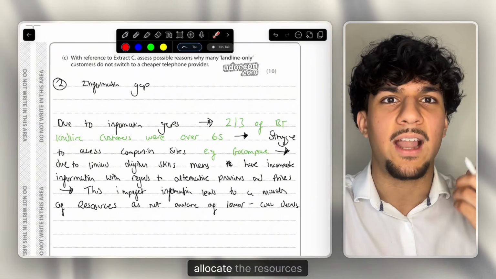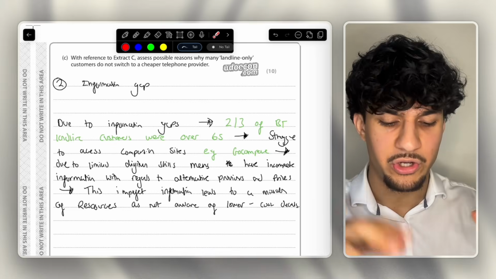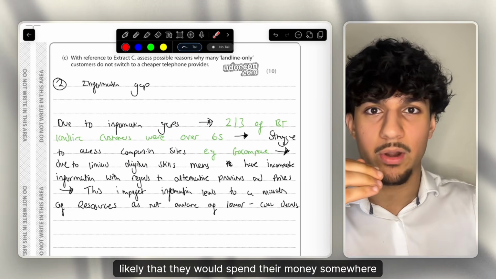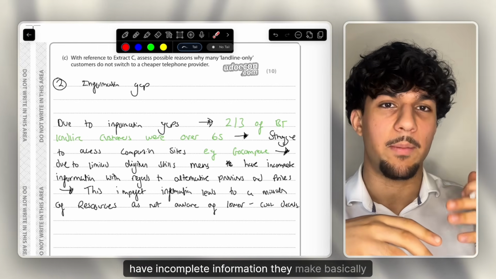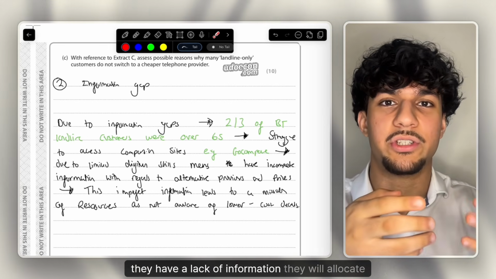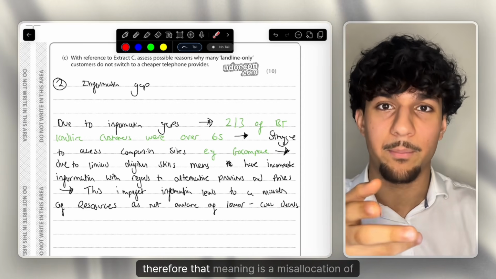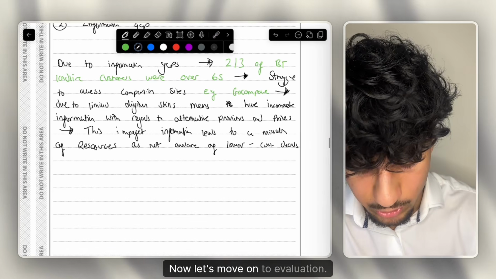Therefore, they allocate their resources incorrectly, as essentially, if they had complete information, if they knew all the prices in the market, it is likely that they would spend their money somewhere else. They'd spend it at a cheaper alternative, but as they have incomplete information, they have a lack of information. They will allocate their resources here, whereas in reality, therefore that meaning is a misallocation of resources. But yeah, that's a really good point. Now let's move on to evaluation.